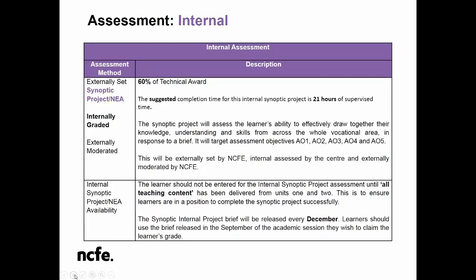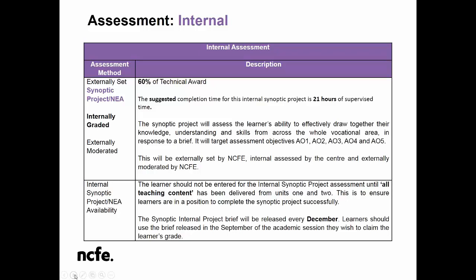So moving on to the internal, the internal project is worth 60% of your overall qualification, and the suggested completion time for the project is 21 hours. Now that is just a suggested completion time. This can and will change depending on your curriculum constraints, but it is just a suggested delivery time.